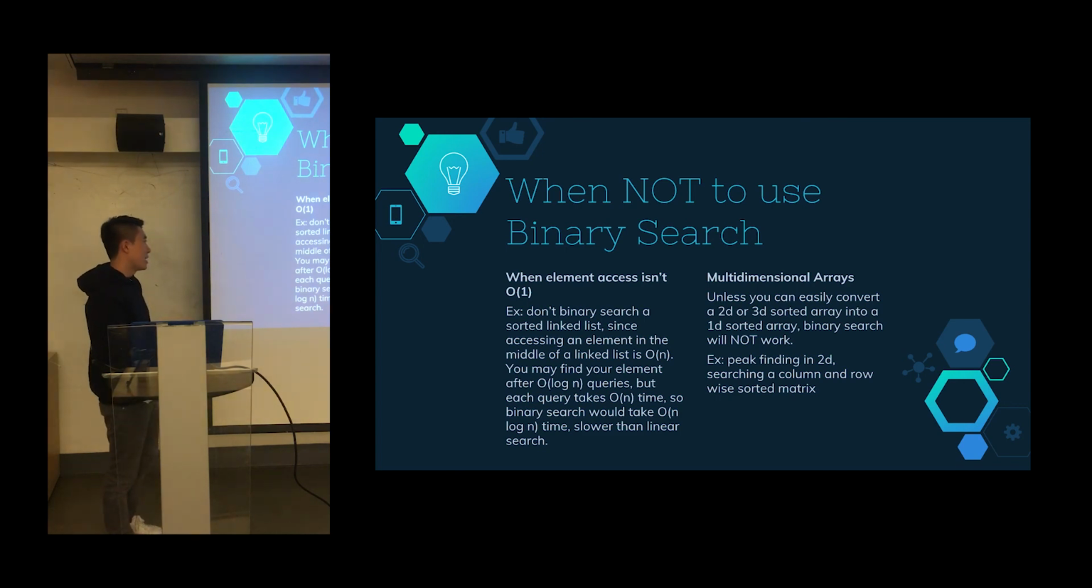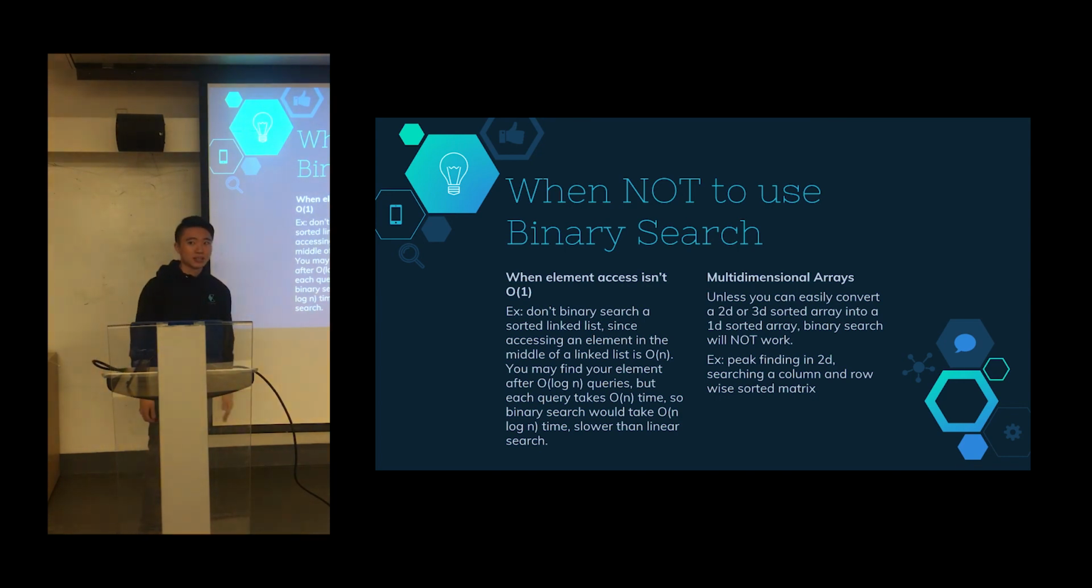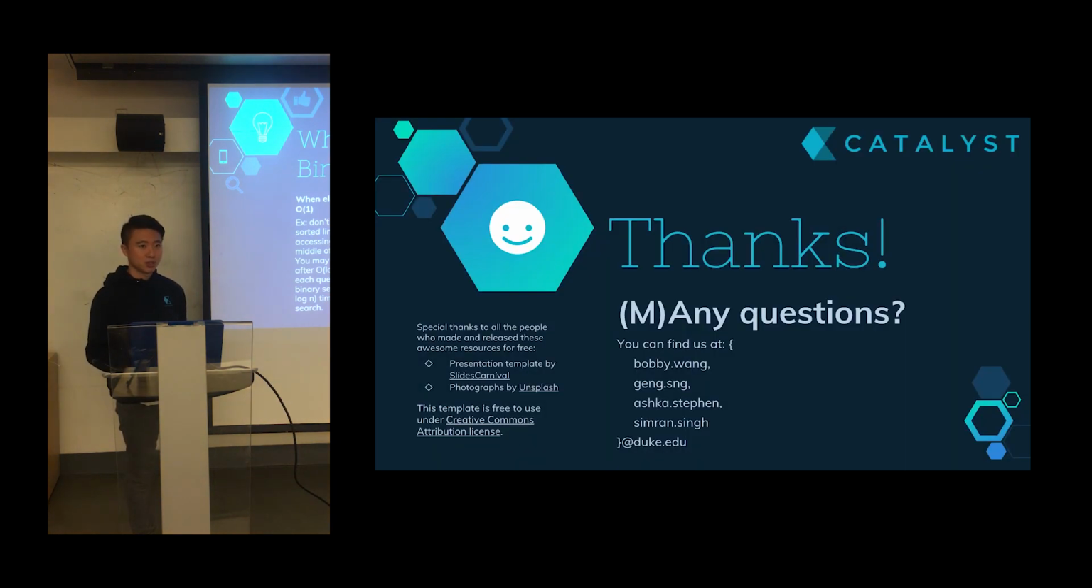So as a result, always make sure that binary search is being used on some sort of array or other structure where you can have O(1) access. The second thing not to use binary search on is multi-dimensional arrays. If you try to do a binary search on a column and row-wise sorted matrix, you're going to have a bad time. It will not converge to a correct solution.